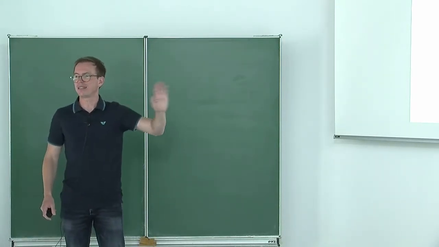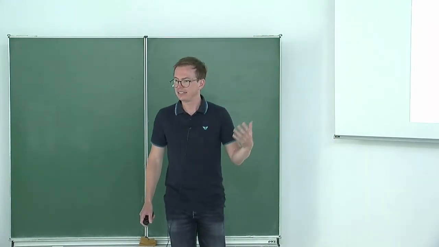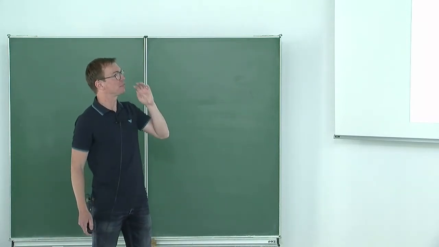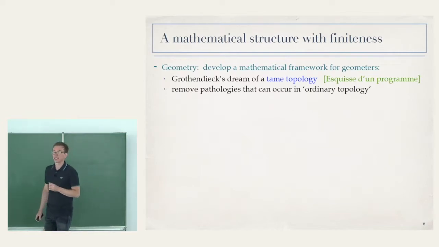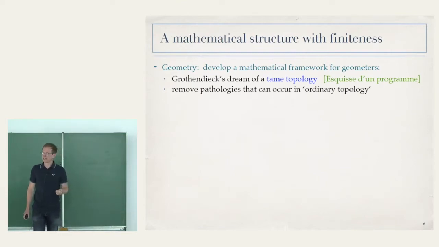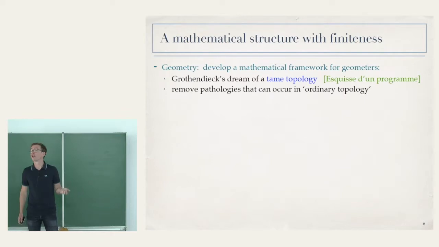So now, after all this tameness talk, I should finally tell you what tameness is. The name at least, and the basic idea, came from the work of Grothendieck, who actually wrote a grant proposal called Sketch of a Program. It's a grant proposal to go to the IHES, and his idea was that much of the topology which is used is actually developed for people who do analysis, right? But we want to develop a topology which is useful for people who do geometry. Yeah? And that means you can draw things in rough terms. So especially we want to remove pathologies which occur in ordinary topology.